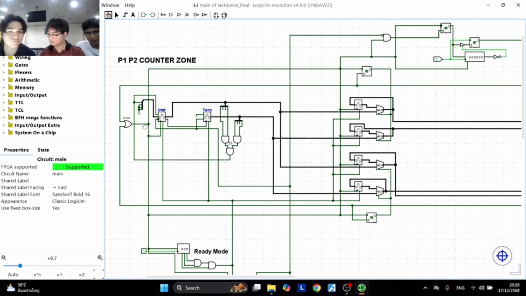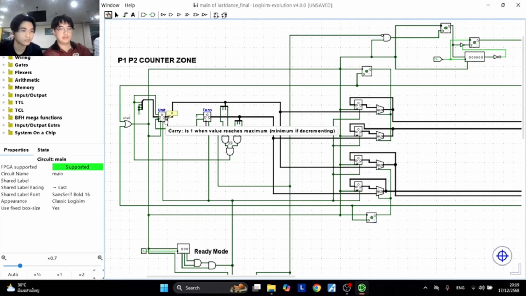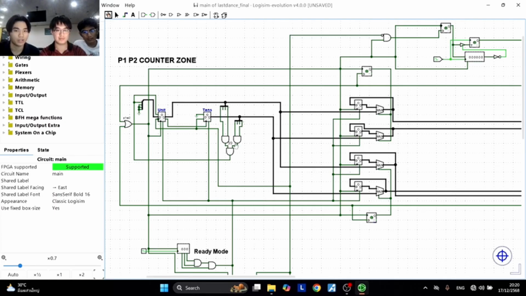P1 or P2 is connected right here to the clock tick of units to give the value of units and tens. This here is the carry of units, connected to the clock of tens. And when the value rises to 99, it is detected right here, and it connects to the load of units to show 01 when 99.